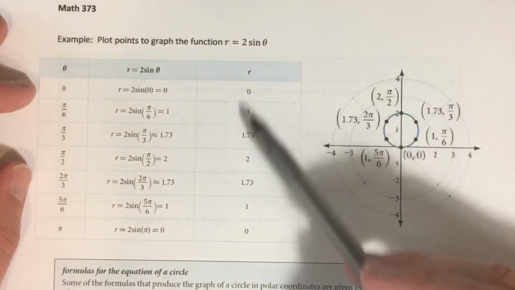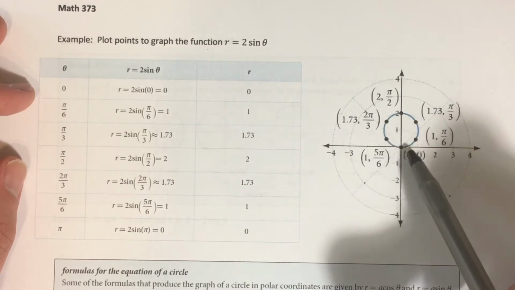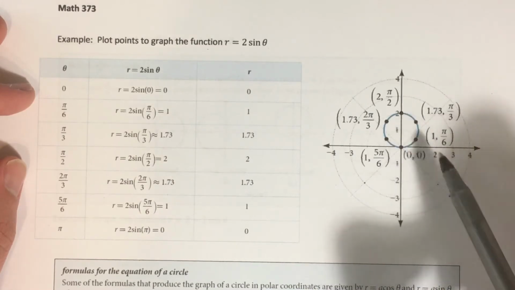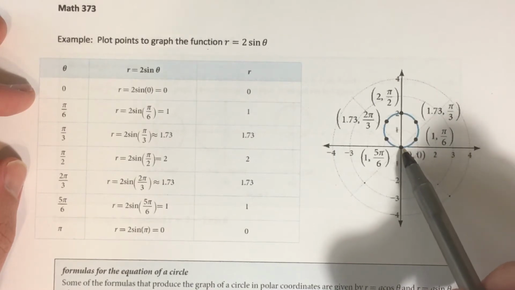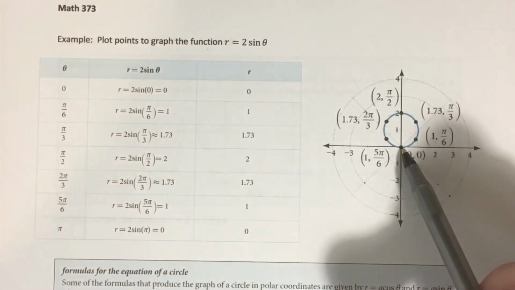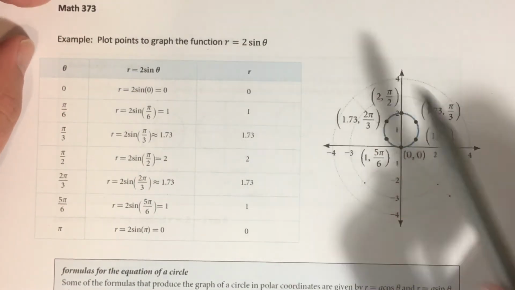Okay, so if you were to plot all of these points in polar coordinates, you're going to see them show up here. What we end up with is a circle. And the circle contains the pole, which on the previous example we said that would be the case. This is because the equation has a 0.